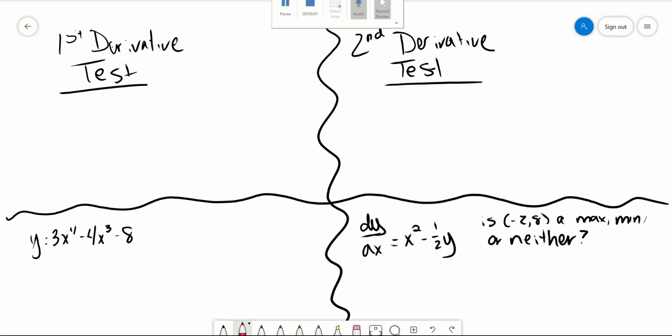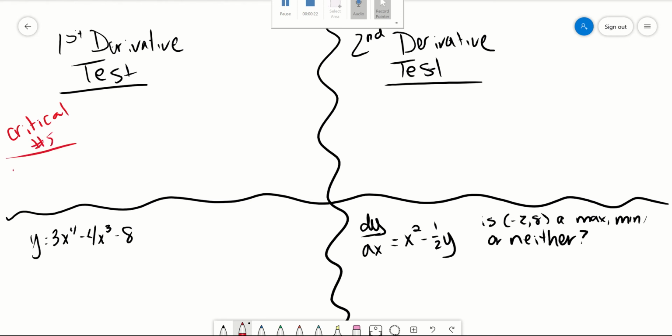All right, I want to talk real quick about the difference in first derivative test and second derivative test because there's a little bit of confusion about what you're actually doing with those. So first derivative test, I think we're pretty well straightforward on. So for a first derivative test, you are looking for critical numbers.